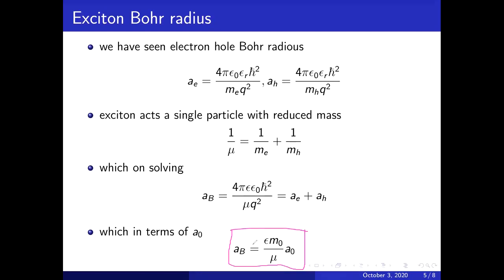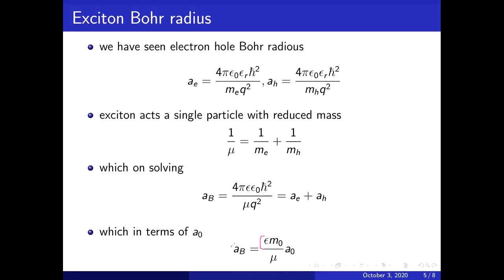So this Bohr radius is proportional to the dielectric constant of the material. So the higher the dielectric constant, the higher the Bohr radius. A0 is the hydrogen Bohr radius, which is constant, and this mu will be changing. These two parameters will be changing from material to material. So the more dominant effect is due to this dielectric constant.